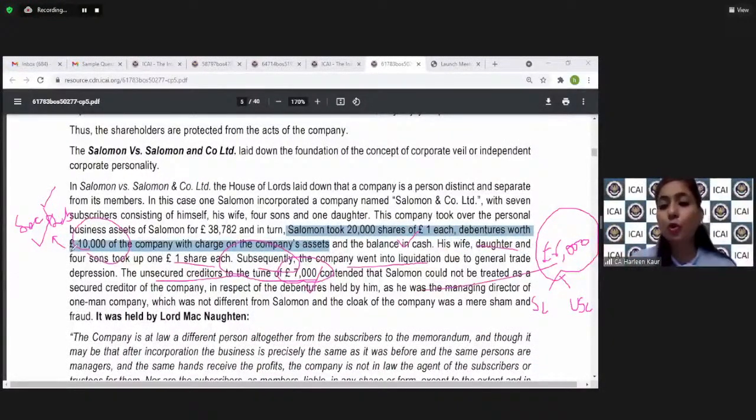He is the sole owner. His whole family is owning the company. So he should be treated as one. Why are you giving to the owner only? You should first pay the outsiders. Then Lord Macnaghten held his judgment.